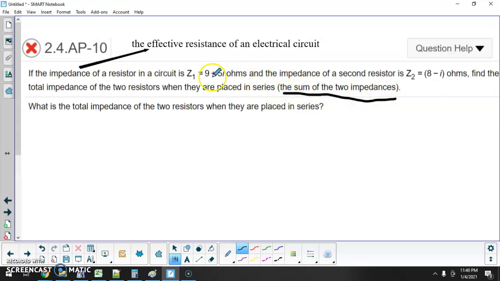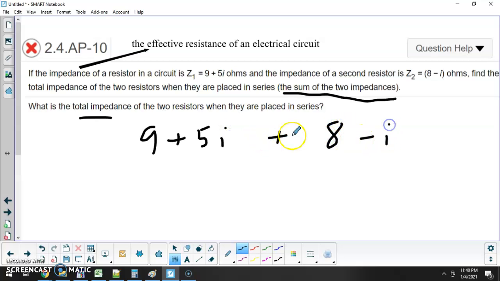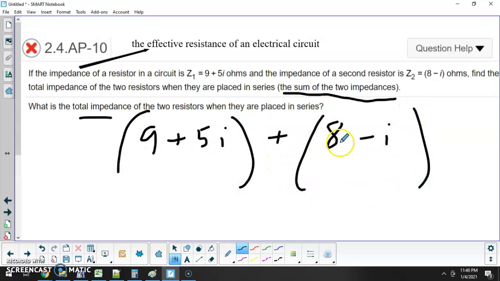Okay, they give you the one here and they give you the other one. What is the total impedance, or the sum of the two resistors? So in other words, you are simply adding, okay, 9 plus 5i plus the other resistor, 8 minus i. Okay, now these parentheses, since you're adding them, don't really mean much. Okay, so you could just disregard them and then just combine the like terms. 9 plus 8 is 17. 5i minus i is plus 4i. So what is the total impedance? 17 plus 4i, and that's it.